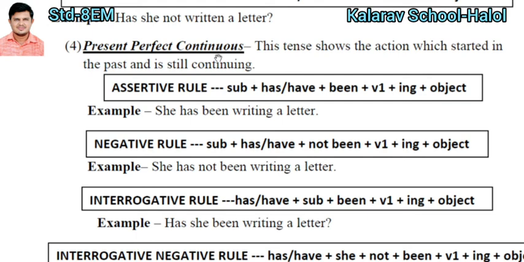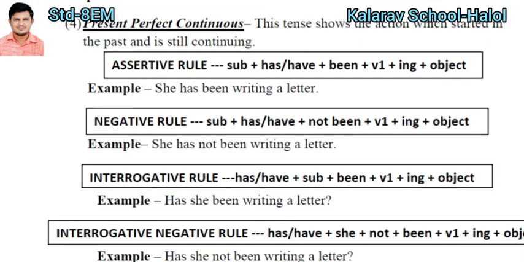And about the last one, present perfect continuous tense. Okay, the last sentence formation of the present tense is present perfect continuous tense. This tense shows an action which started in the past and is still continuing. That is called present perfect continuous tense. Assertive sentence: subject plus has, have plus been, b-e-e-n. You have to remember this word, been, is used after has, have, and then after that the main verb with ing, and then the object.